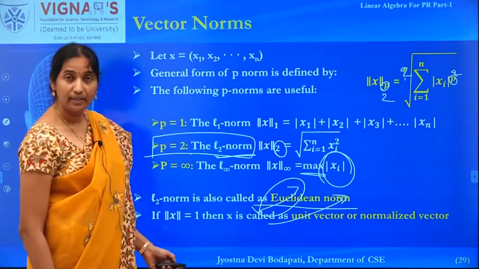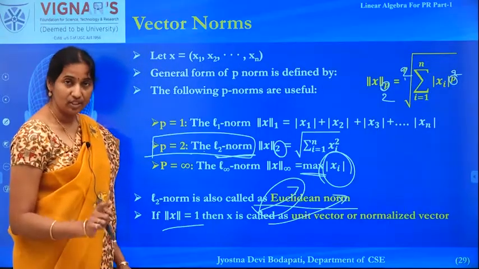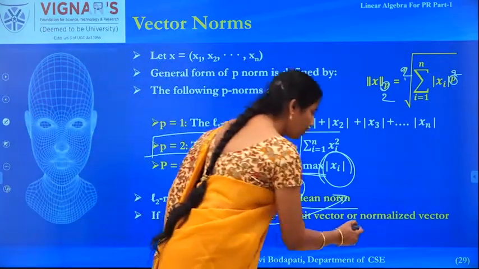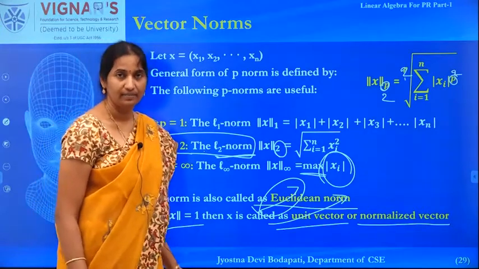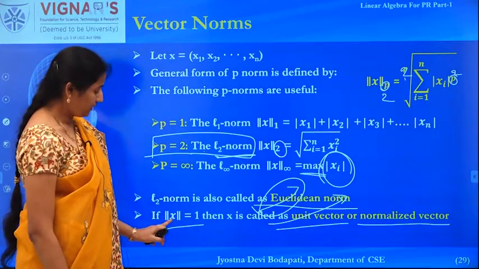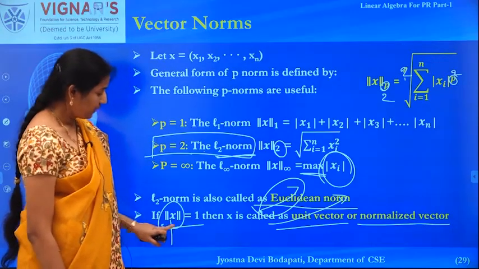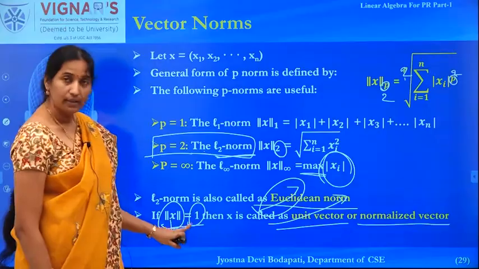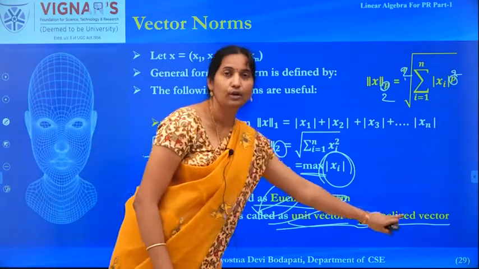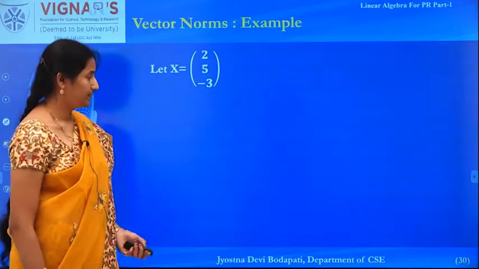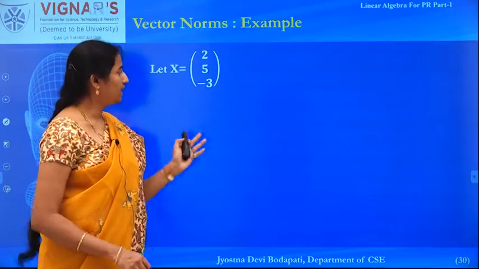One more interesting thing is, when the norm of a vector is 1, then such a vector is called a normalized vector, or you can even call it a unit vector. So you are taking your given vector x and computing the norm, and if this norm value is 1, in that case you call that vector a unit vector or the normalized vector. Now consider some examples.